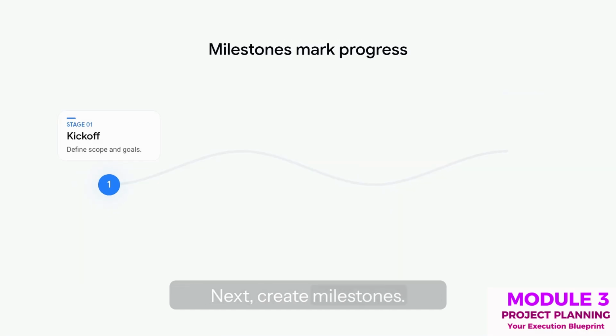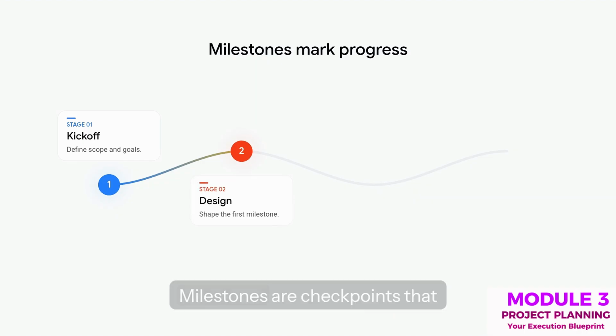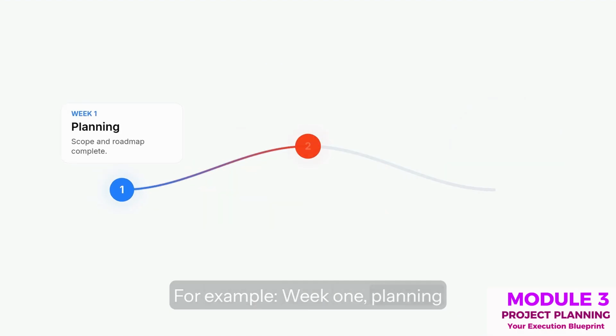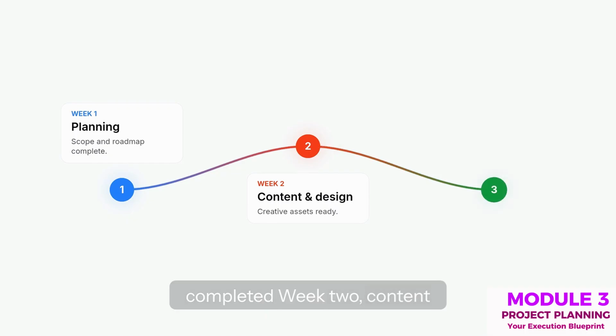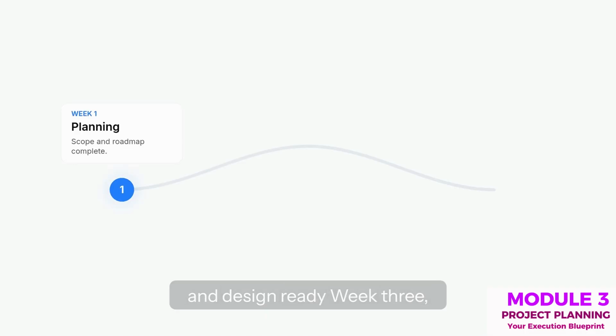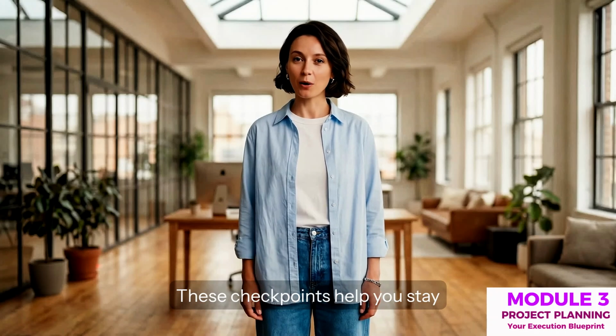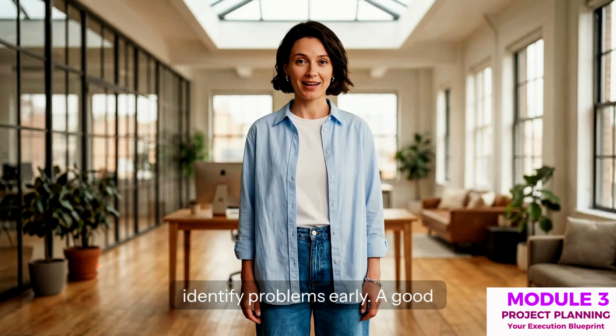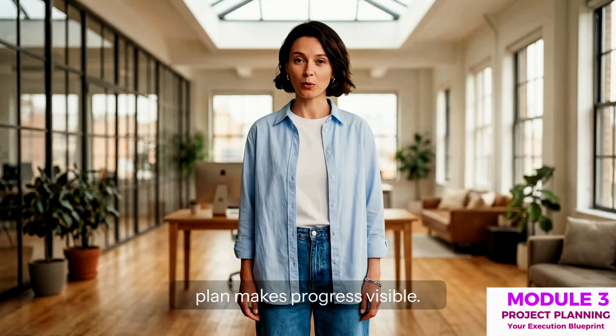Next, create milestones. Milestones are checkpoints that show progress. Instead of waiting until the end, you break the project into stages. For example, week 1, planning completed. Week 2, content and design ready. Week 3, launch. These checkpoints help you stay focused. They also help you identify problems early. A good plan makes progress visible.